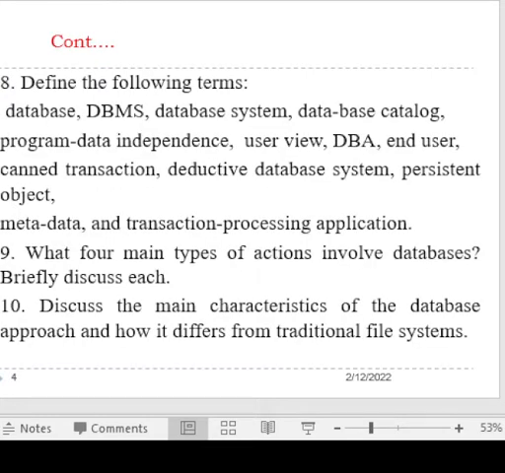And also defining some common terms in a database. The first most common term is the database itself. The second one is database management system. The others are program data independence, user view, database administrator, end user, transaction, deductive database system, persistent object, metadata, transaction processing, and application. This is all about the common terms we use in a database. And also we have four main types of action involved in a database. Briefly, we can discuss each of them after we accomplish this chapter.